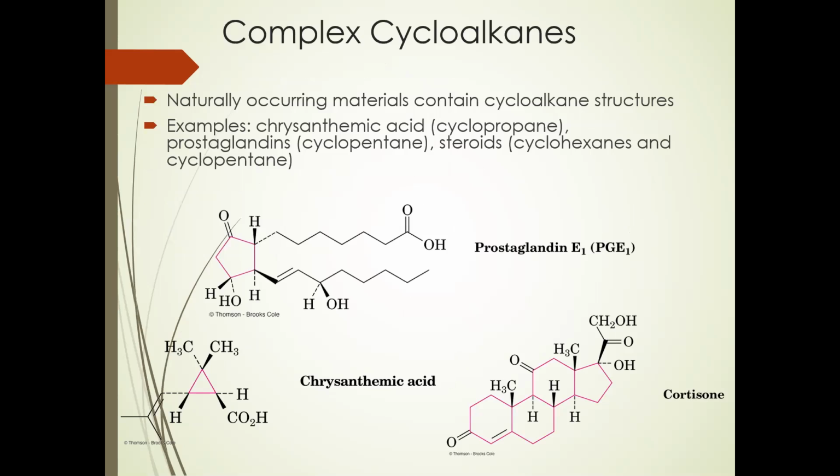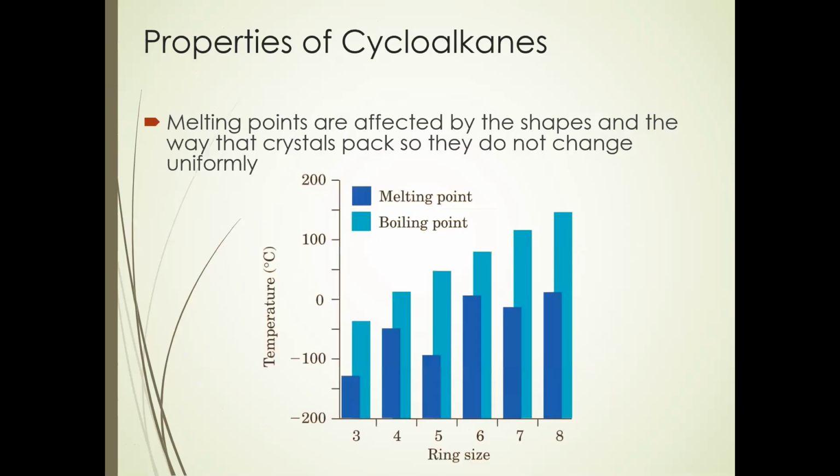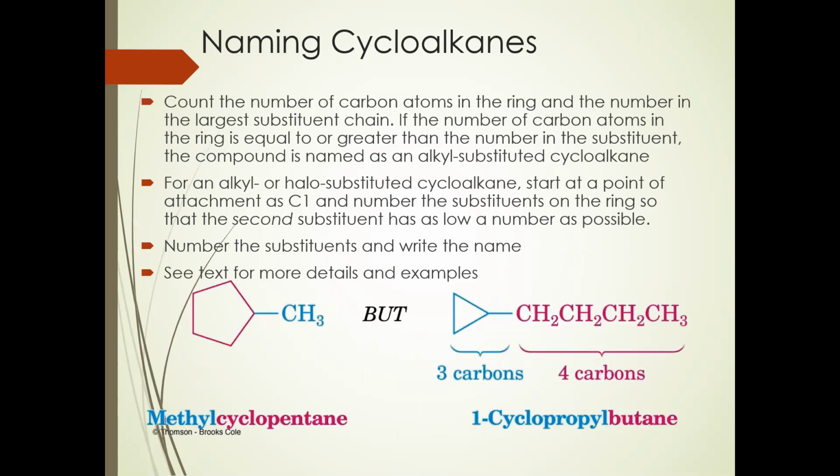Complex cycloalkanes. Naturally occurring materials contain cycloalkane structures. Examples: chrysanthemic acid, cyclopropane; prostaglandins, cyclopentane; steroids, cyclohexanes and a cyclopentane. Properties of cycloalkanes. Melting points are affected by the shapes and the way that crystals pack, so they do not change uniformly. Naming cycloalkanes. Count the number of carbon atoms in the ring and the number in the largest substituent chain. If the number of carbon atoms in the ring is equal to or greater than the number in the substituent, the compound is named as an alkyl-substituted cycloalkane.